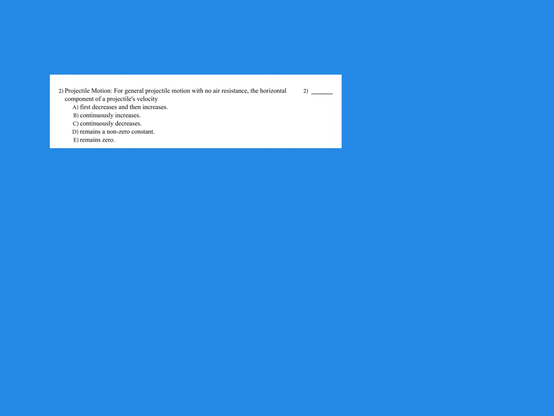It says, for a general projectile motion with no air resistance, the horizontal component of a projectile's velocity... we have said that the x component of the initial velocity remains constant. So the horizontal component of the projectile velocity remains constant.